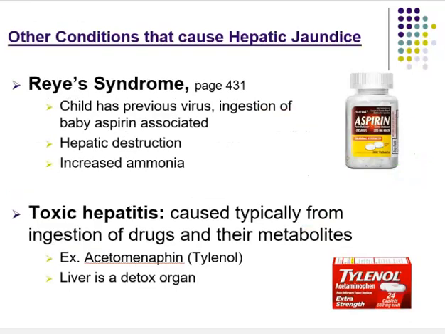Two other conditions that cause hepatic jaundice are Reye syndrome and toxic hepatitis. We spoke about Reye syndrome a little bit in the past. This is when a child has had a previous viral infection and they've taken aspirin and they end up with hepatic destruction or liver damage, and you will have increased ammonia in the patient.